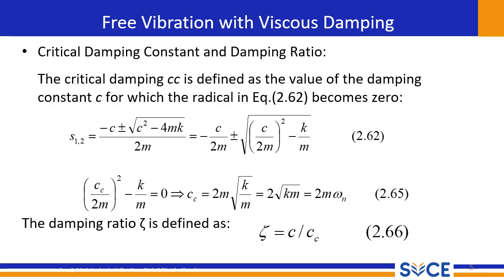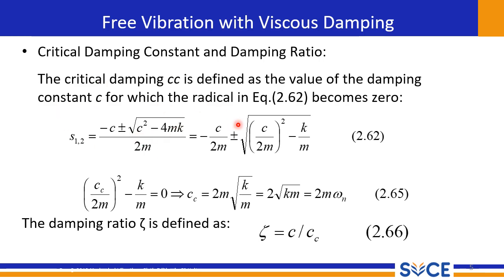We are about to explore the different types of damping behavior, but first we need to introduce two important concepts: critical damping constant and damping ratio. Remember the previous equation for the solutions s1 and s2. The term inside the square root is called the discriminant. The critical damping constant Cc is the specific value of the damping coefficient C that makes this discriminant exactly 0.